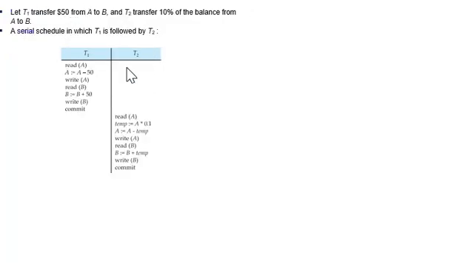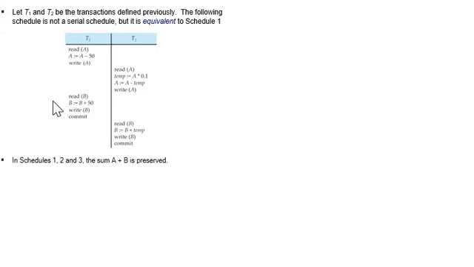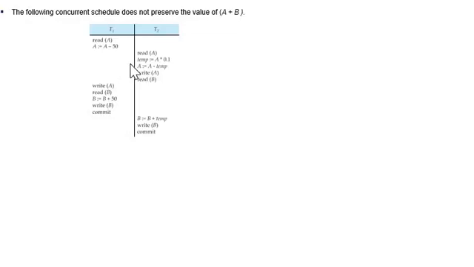The example for this is schedule 1, where transaction T1 is executed completely before T2 starts. In schedule 2, T2 is executed first and then T1 starts. Similarly for transactions T1 and T2 in schedule 3, after the read and write operations of T1, the read and write operations of T2 are executed, and vice versa. The following concurrent schedule does not preserve the value of A and B.